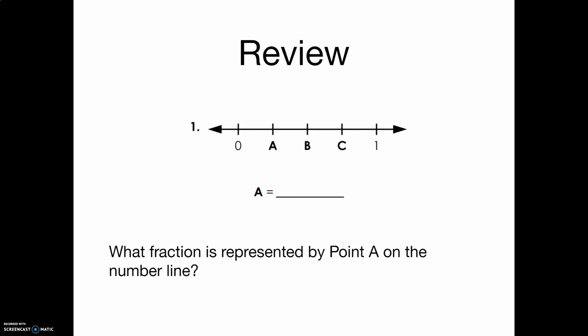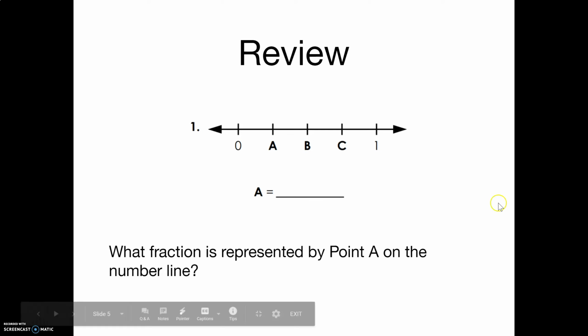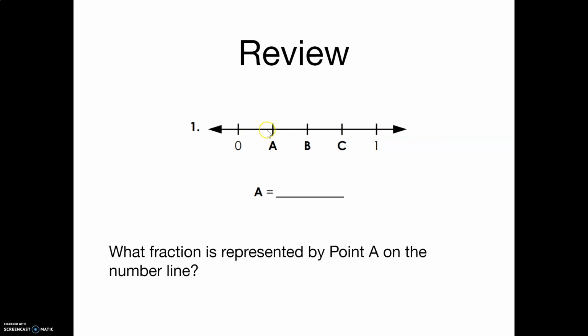But remember, we learned how to check our work and check our denominators by counting the spaces on the number line between 0 and 1, between the two whole numbers. So I have 1, 2, 3, 4. I have 4 spaces between 0 and 1, 4 equal parts of the number line. That means this number line represents fourths.